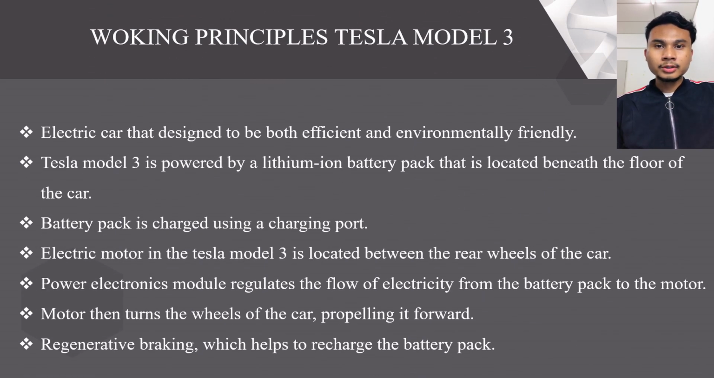Working principle of the Tesla Model 3. The Tesla Model 3 is an electric car that has been designed to be both efficient and environmentally friendly. The working principle of the Tesla Model 3 is based on the use of electric motors and batteries. The Tesla Model 3 is powered by a lithium-ion battery pack that is located beneath the floor of the car. This battery pack is made up of thousands of individual cells that are connected together to provide a high voltage and high capacity power source.